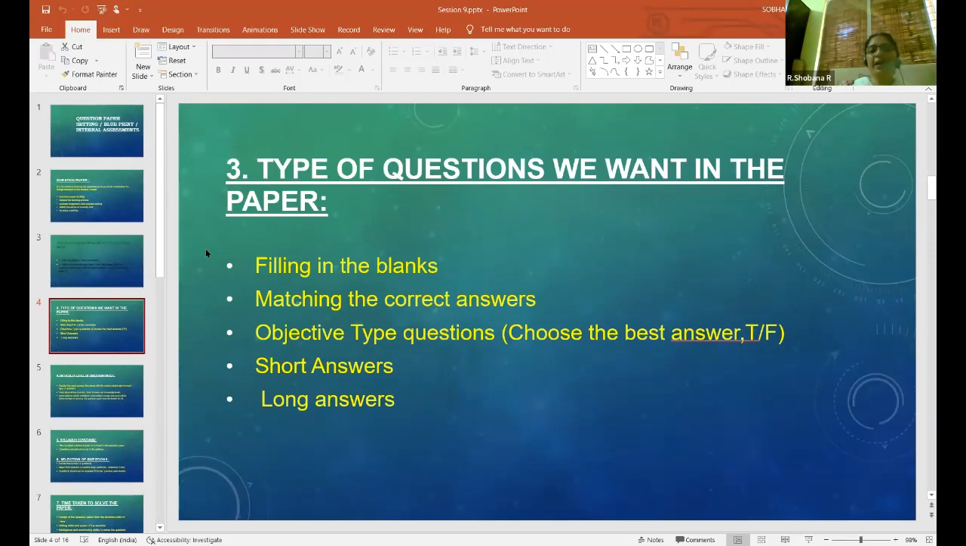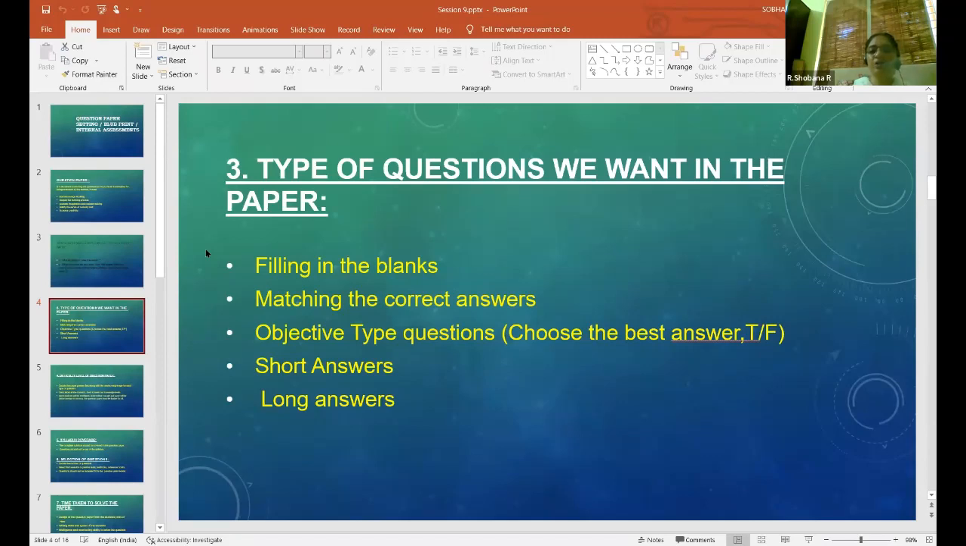And then objective type questions. Of course, we have choose the best answers. Of course, like ma'am said, no 2 answers must be the same. And please ensure one among all the choices is the correct answer. Please don't give all 4 wrong answers. Don't repeat the same answer in 2 choices. That will also confuse the child.